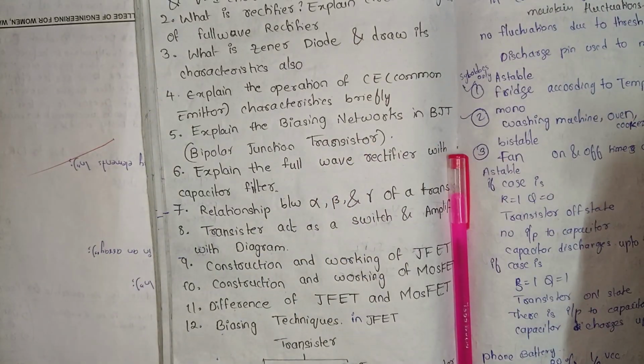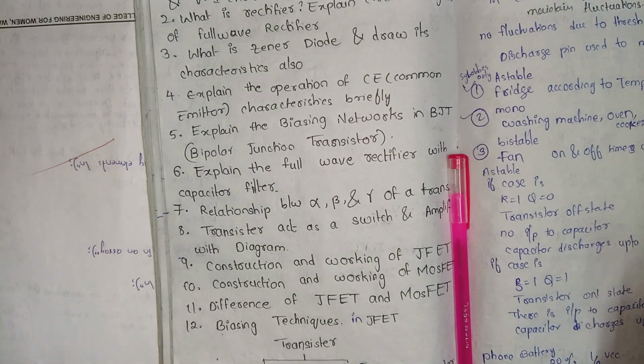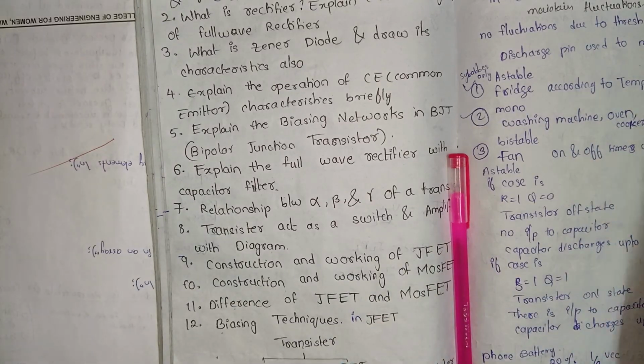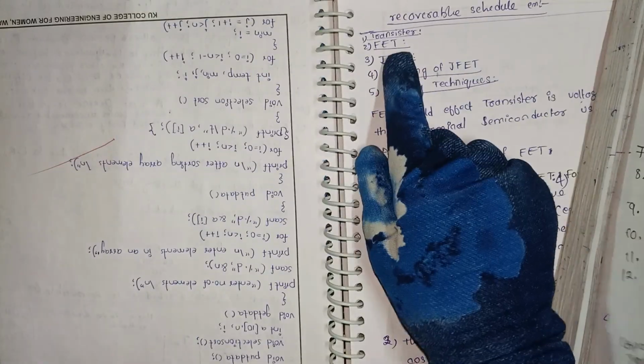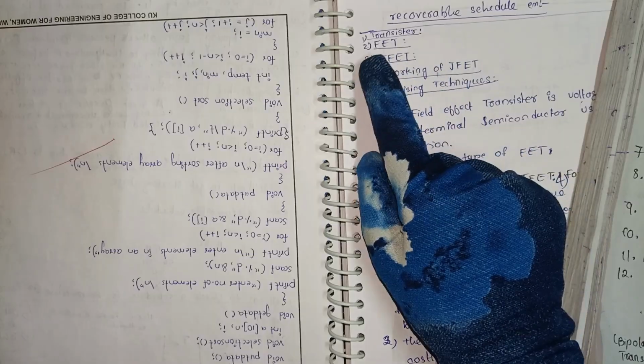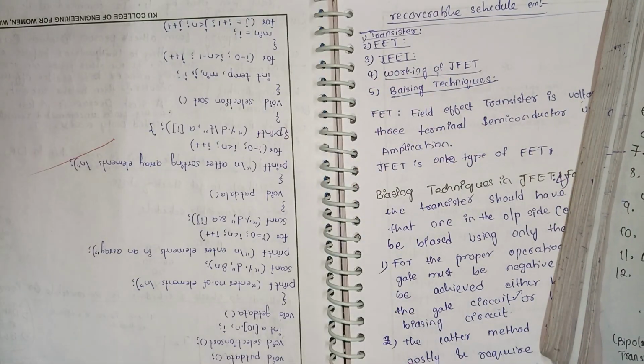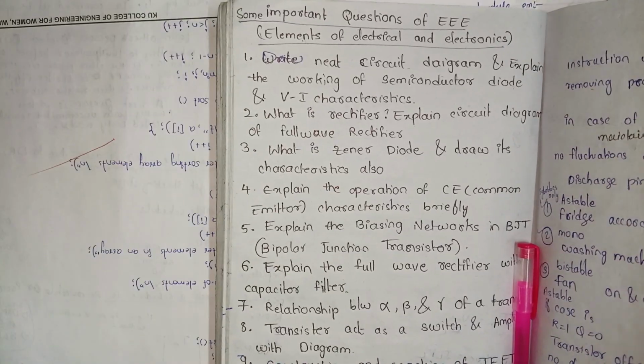So, the 12th question is basic techniques in JFET. First we will see what is JFET, what is transistor, then FET, then working of JFET, and then biasing techniques. And transistor.